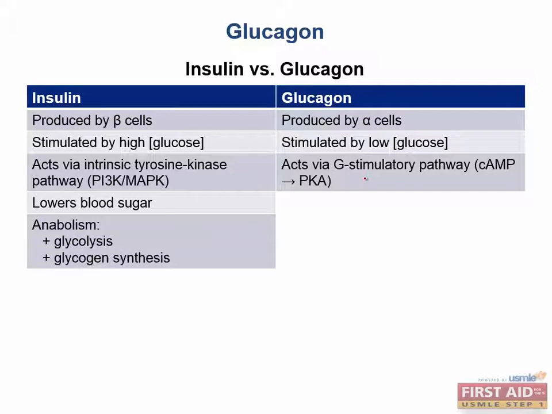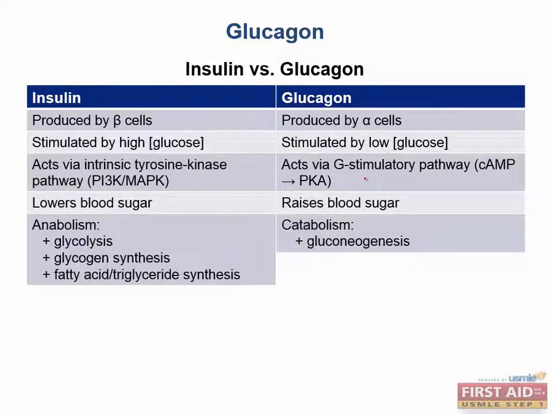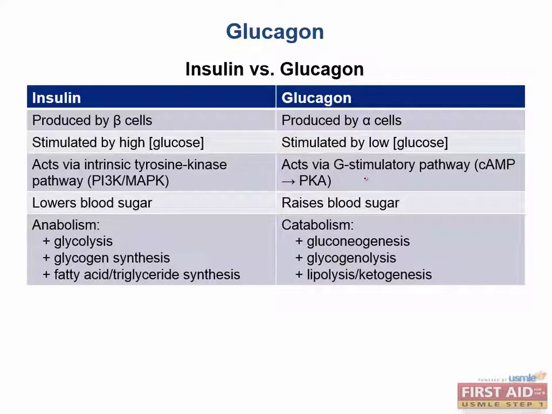Insulin lowers the blood sugar and promotes anabolism by inducing glycolysis, promoting glycogen storage, and by promoting fatty acid and triglyceride synthesis. So what does glucagon do for the metabolism? It raises the blood sugar and promotes catabolism by inducing gluconeogenesis, glycolysis, lipolysis, and ketogenesis. So that's the easy part. What's harder is knowing the deviations from the opposite game I just played in front of you.